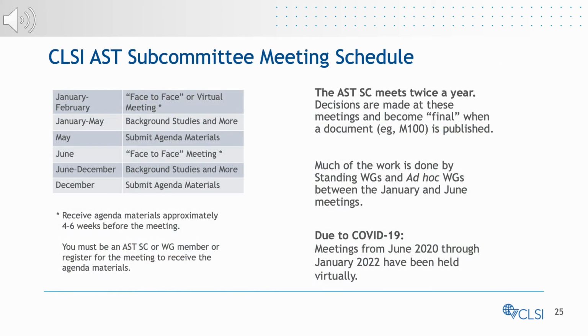The CLSI AST subcommittee meets twice per year, typically in January and June in various locations in the United States. However, due to the ongoing pandemic, the meetings have been virtual since June 2020. Here you will find a brief schedule of when agenda materials are typically due in advance of the meeting.